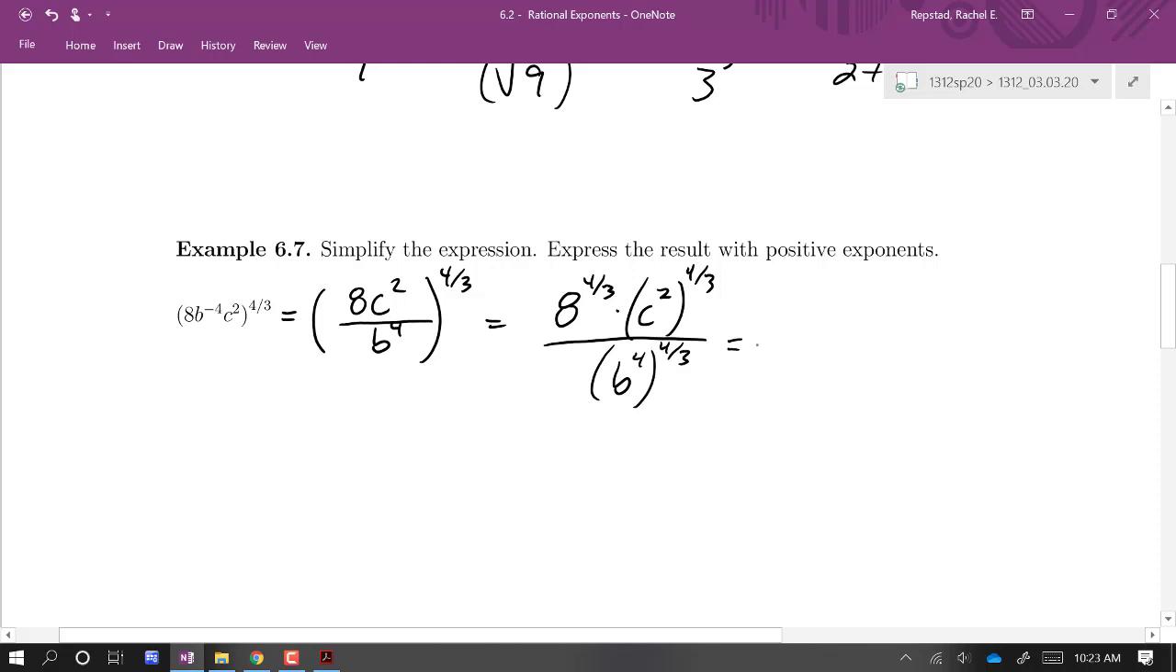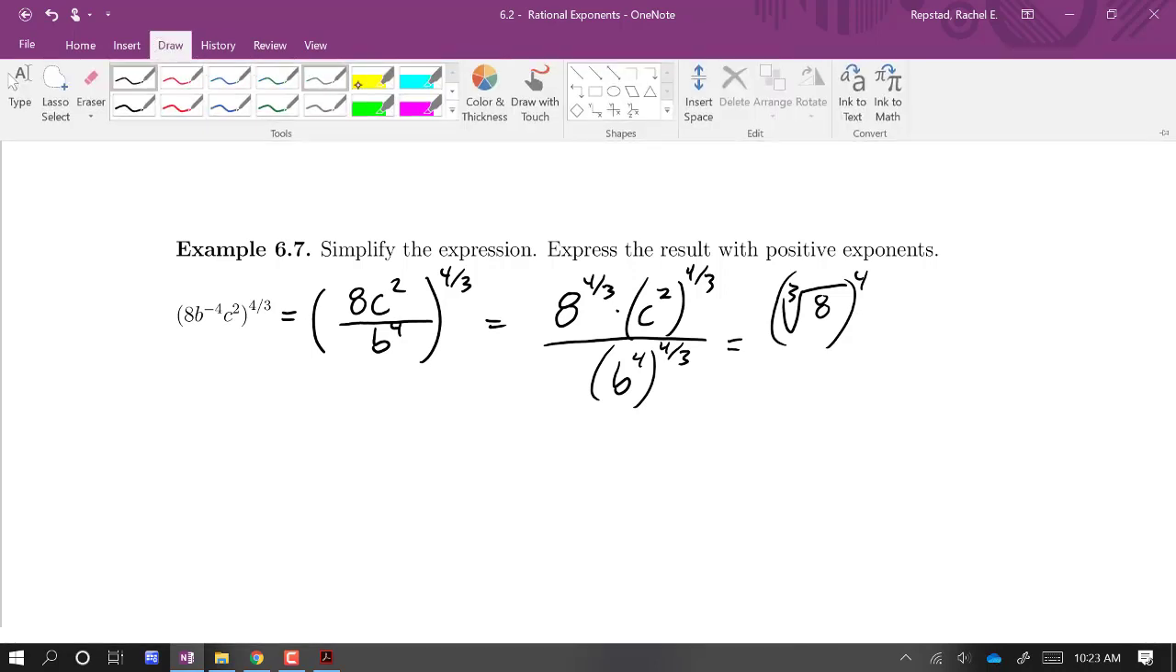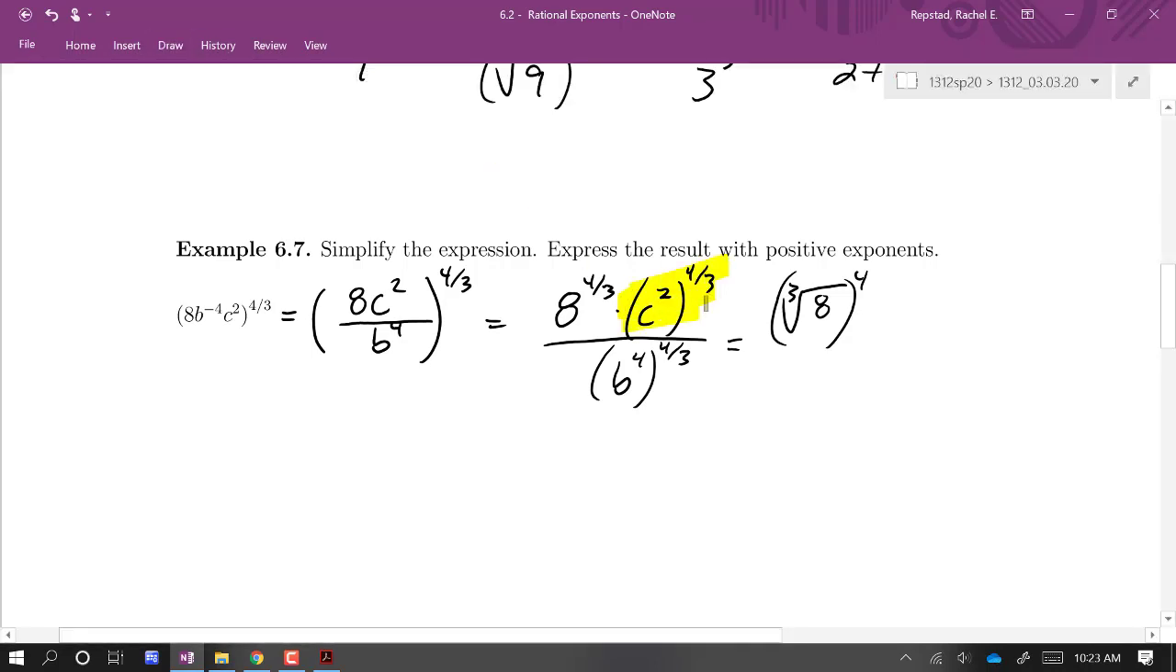8 to the 4/3, that's the cube root of 8, all to the 4th. The other one I'm going to leave in exponential form, but I'm using radicals there because it's kind of convenient. It'll help me simplify. What about this next factor up top? What is that equal to, if I want to write it in exponential form?